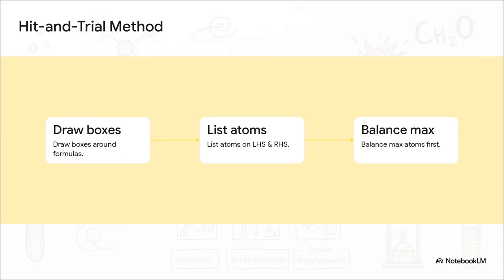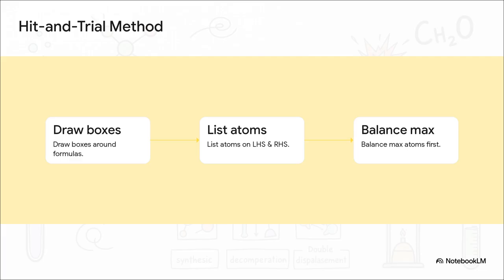To make sure everything adds up, we use a process called the hit-and-trial method. It's actually pretty simple. First, you mentally or literally draw boxes around each chemical formula. This is your strict reminder. Absolutely do not change anything inside those boxes. Next, list out the number of atoms for each element on the left and right sides.